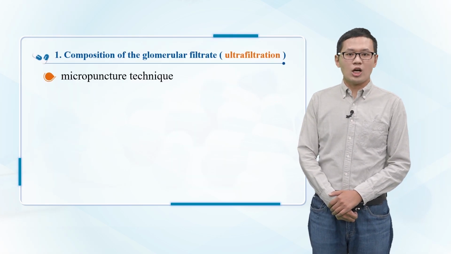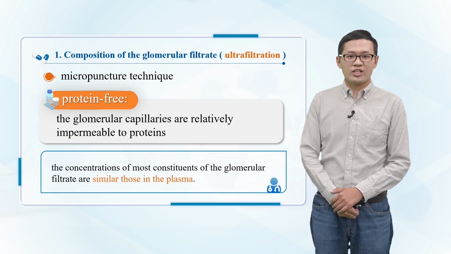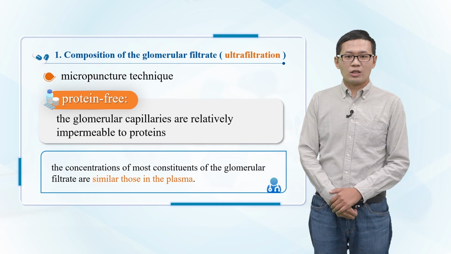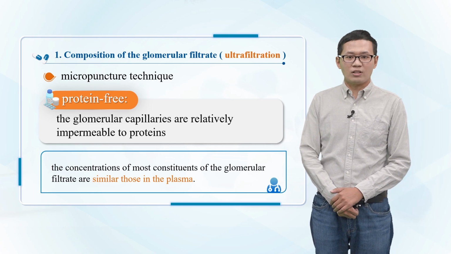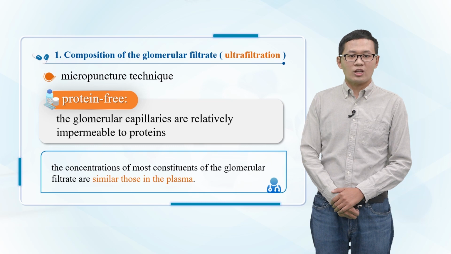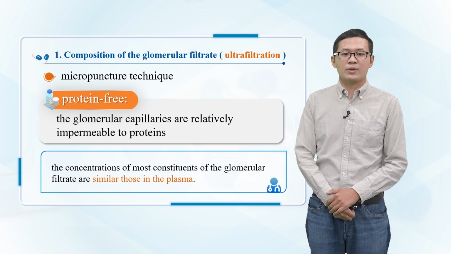About 20% of blood gets into the space of Bowman's corpuscle through the filtration layer. Now all the stuff that gets squeezed out of the blood into the glomerulus is called filtrate. We use the micropuncture technique and found the filtrate is protein-free. The glomerular capillaries are relatively impermeable to proteins. The concentrations of most constituents of the glomerular filtrate are similar to those in the plasma.